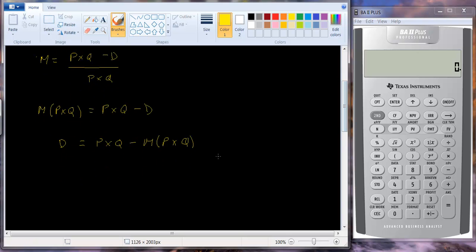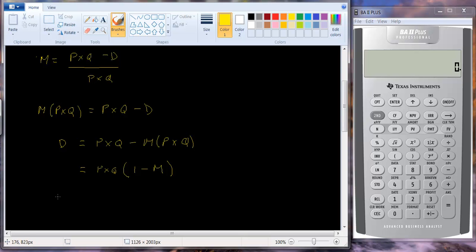All right, and what do we notice? We notice that on the right-hand side, there's a P times Q in both parts of the equation, so we can factor that out. Having factored it out, we get P times Q times 1 minus M. All right, almost done. Let's divide both sides by the following. We just want P by itself. If we divide both sides by Q times 1 minus M, P will be by itself.